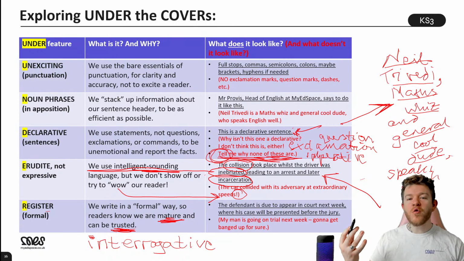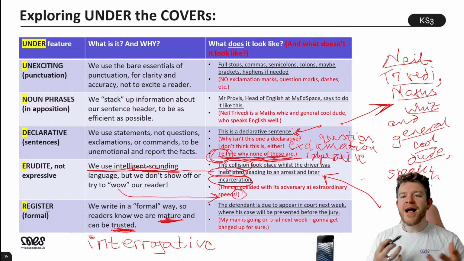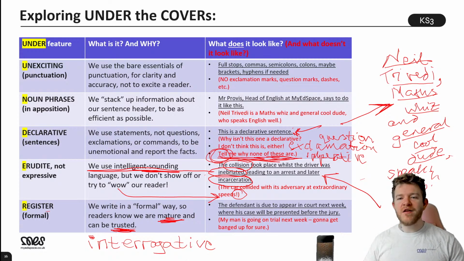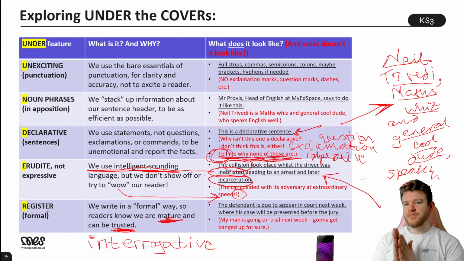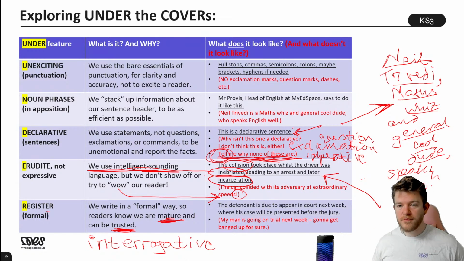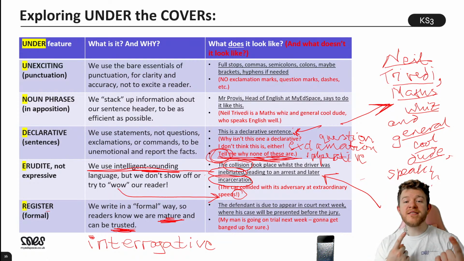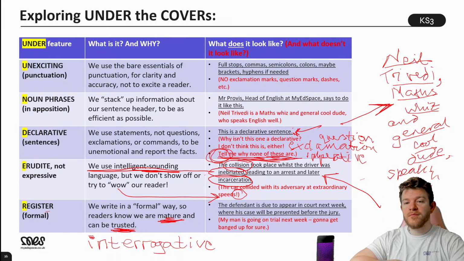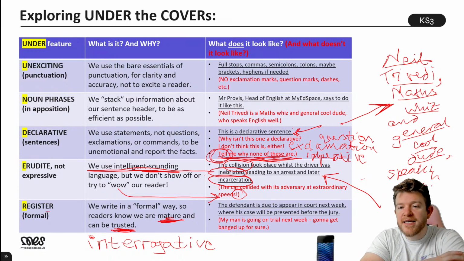Okay, so how can we tell the difference between formal and informal language? What are the clues for formal and informal language? What are the clues that we can see the difference between formal and informal register? Help me out. I want to see these ideas popping off on the chat.